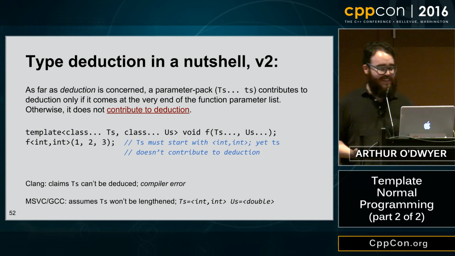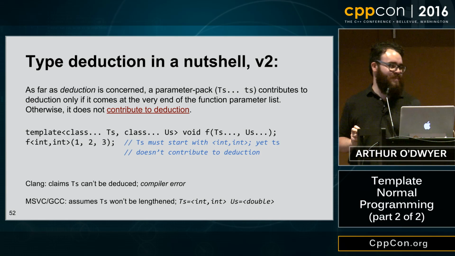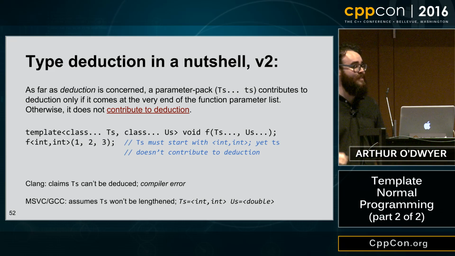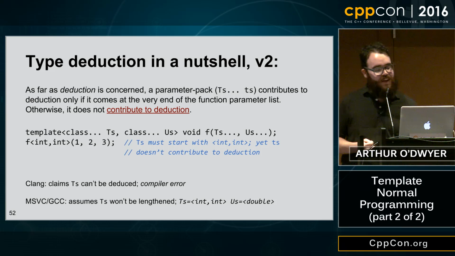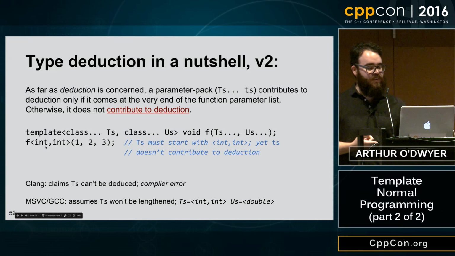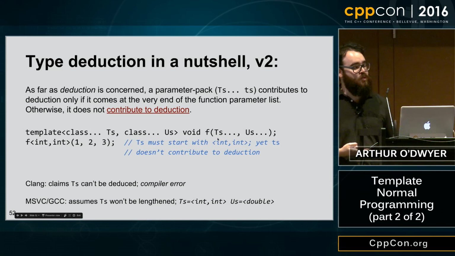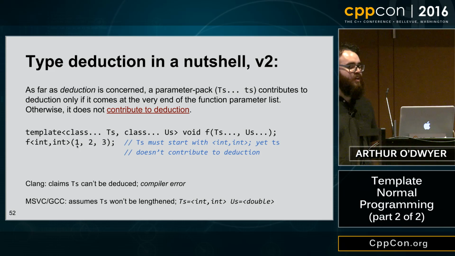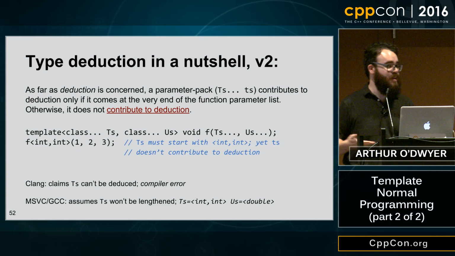So the trick is, what does it mean to contribute to deduction? Again, GCC and Clang differ on this, and MSVC tends to agree with GCC. In this case, I'm saying explicitly that the first one of T's must be int, the second one must be int, and I'm not saying anything about the others. However, T's do not contribute to deduction. So Clang says, well, you said T's couldn't contribute to deduction, that's the very first thing in here, I don't know where to start. All right, you get a compiler error, a hard error.